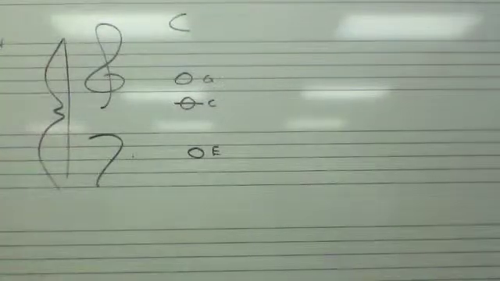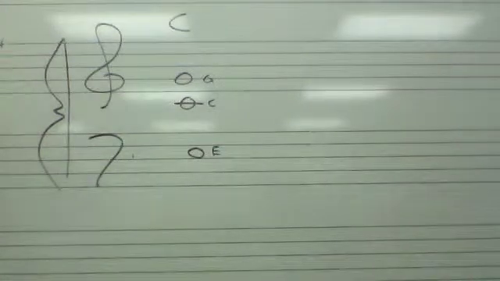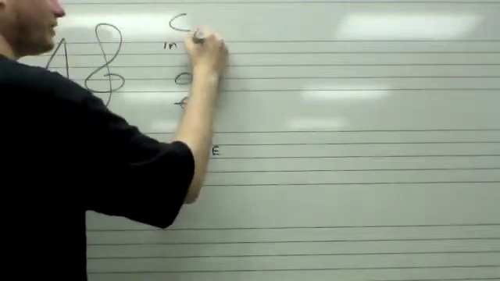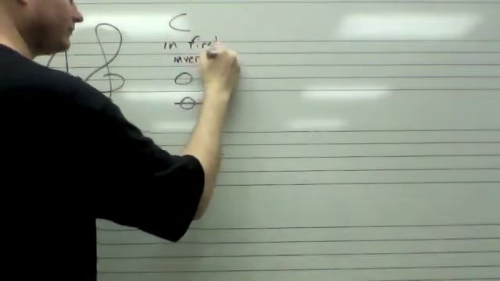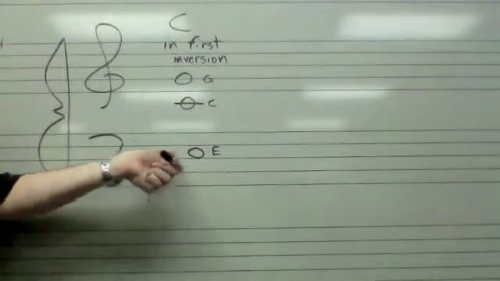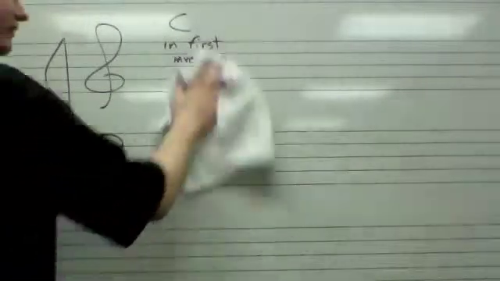We have figured out the root. This is a C major triad with an E in the bass. The E is the third, so that means that this is a C major triad in first inversion. You notice that the root is not in the bass. That's because it's an inverted triad. Let's try another one of these. We'll go a little bit faster this time.